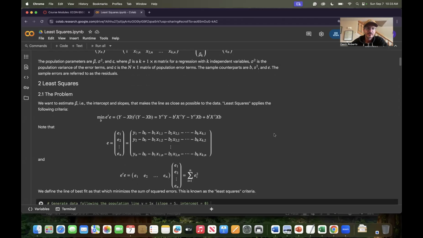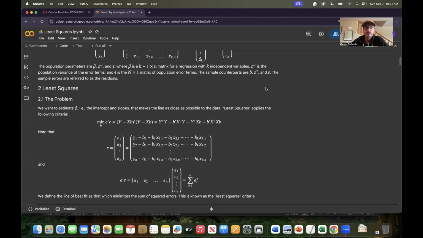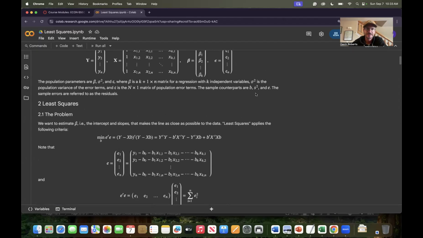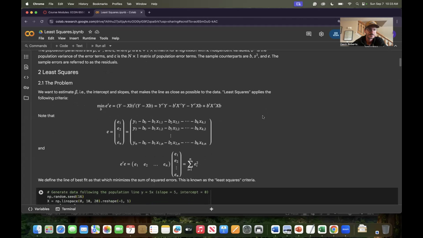So let's consider the sample counterpart. Once we come up with our estimates in general, we'll call those B, although beta hat is quite common. S squared, although also sigma hat is quite common in different situations or honestly just among different people. And then E we'll generally use for what we call the residuals, which are the sample error terms. So the term residual literally means the sample error terms because the error terms are population parameters.